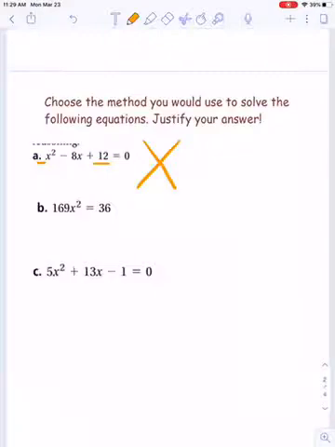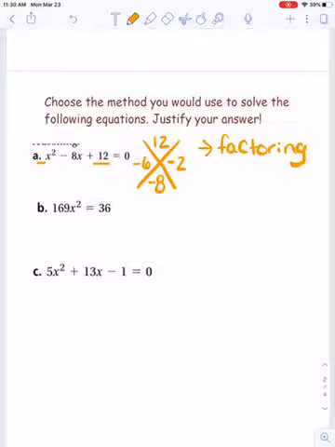A times c, so 1 times 12 is 12, b on the bottom, which is a -8. So I'm thinking, are there two numbers that multiply to 12 but add up to a -8? And there are, it's -6 and -2. So therefore, I would choose factoring to solve because my x works.